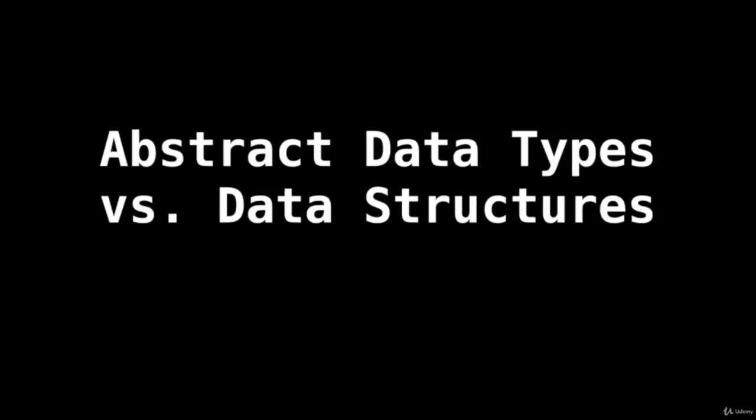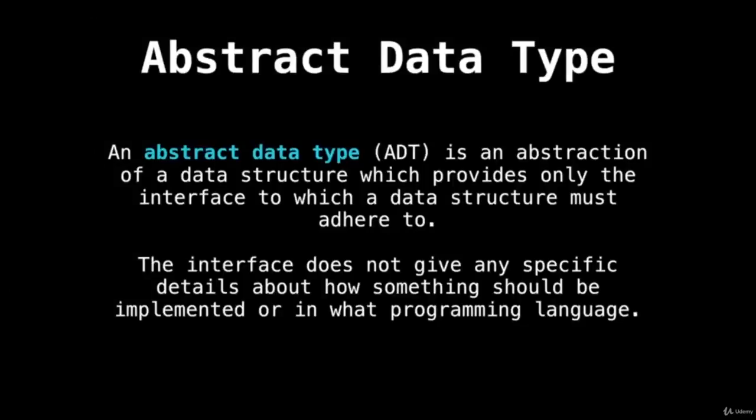It is strange that before we even begin talking about data structures, we need to talk about the abstraction of data structures. What I'm talking about is the concept of an abstract data type. What is an abstract data type and how does it differ from a data structure? Well, the answer is that an abstract data type is an abstraction of a data structure which provides only the interface to which that data structure must adhere to.